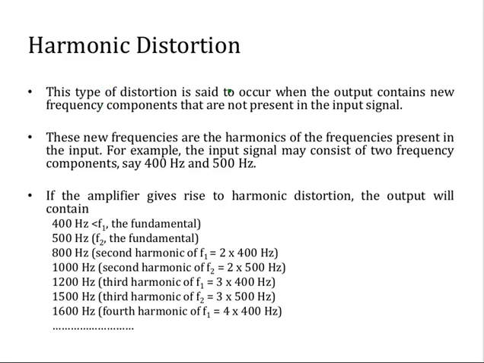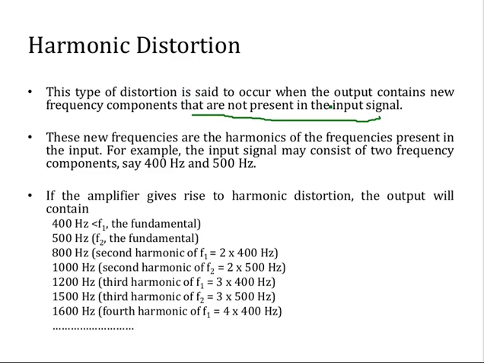This type of distortion is said to occur when the output contains new frequency components that are not present in the input signal. In frequency distortion, we saw different frequency components are present in the input signal, and if they are not faithfully reproduced in the output, then frequency distortion occurs. That may be due to, if you take the RC coupled amplifier, below the lower cutoff frequency the gain is decreasing, and above the upper cutoff frequency the gain is decreasing. In that case, such high frequency and low frequency components may be missing in the output. That is the case in frequency distortion.